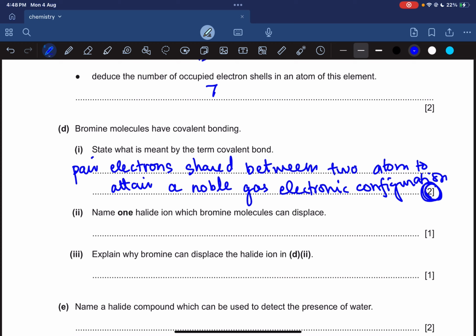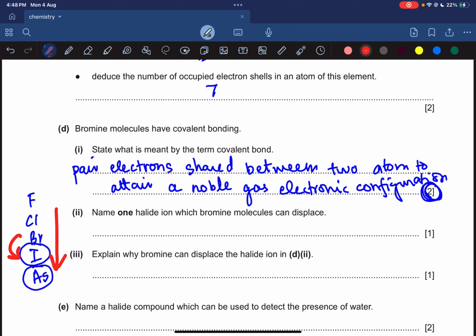In halogens, a more reactive halogen can displace a less reactive halogen. So any halogen that is more reactive than bromine can displace bromine. This is fluorine, chlorine, bromine, iodine, and astatine. So bromine can basically replace this and this. Why? Because they're below bromine. Any halogen that is below bromine, bromine can replace it. So the answer can be either iodide or astatide. So it's going to be iodide. Don't write iodine. You have to write iodide. It's the name of the ion.